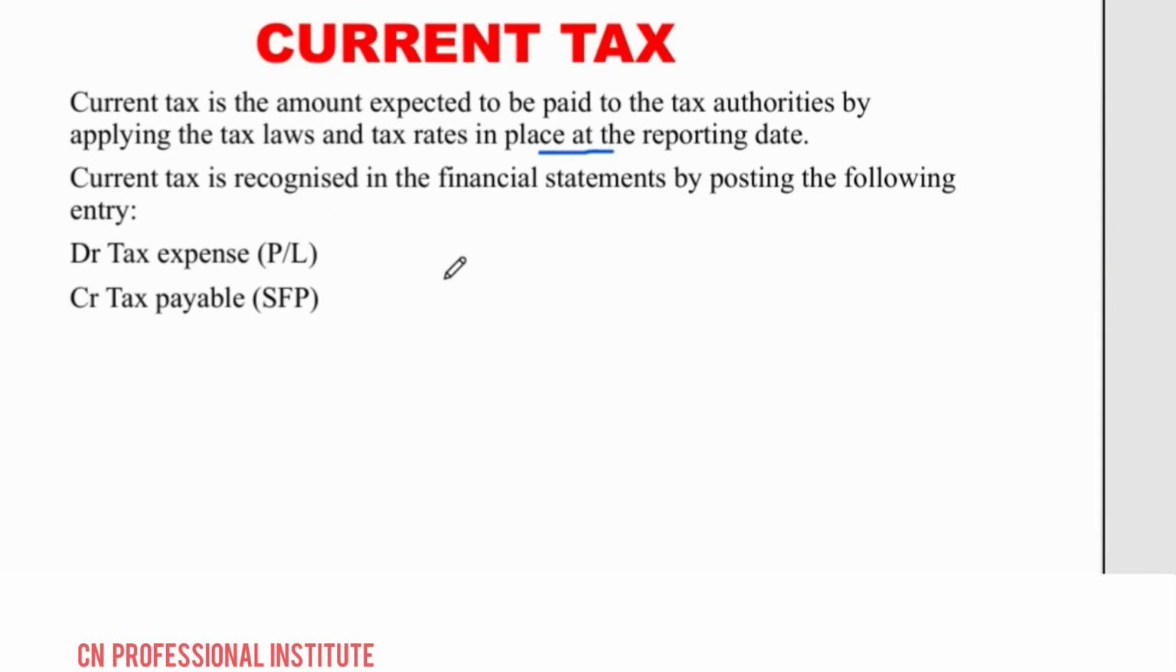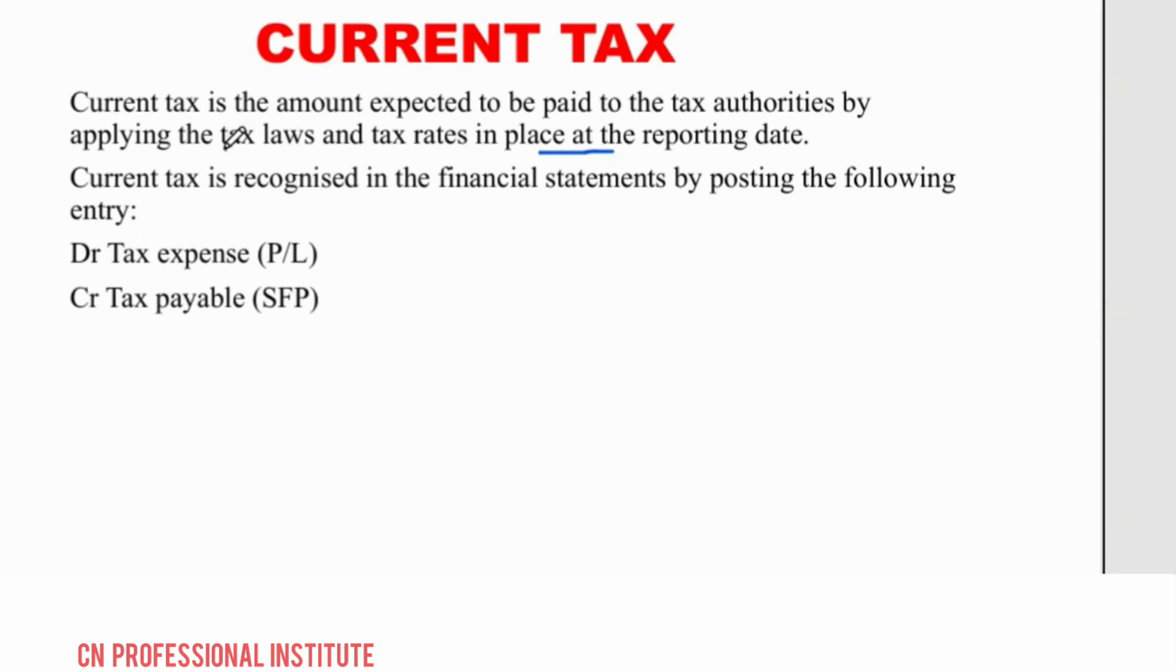How do we get it? You see, when you are done preparing your financial statement, okay, your revenue, less cost of sales, you get your gross profit, you less your admin, you less your distribution, you less your finance cost, you add other income, then you get profit before tax, right? Then you can just apply the tax rate on the taxable profit, okay, and you get your current tax. So it's very simple.